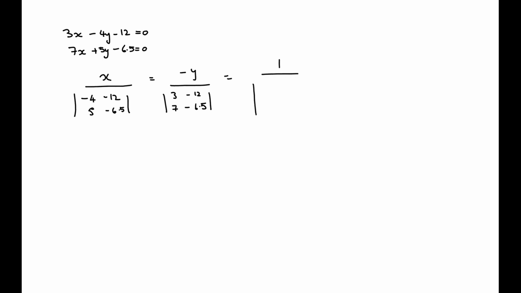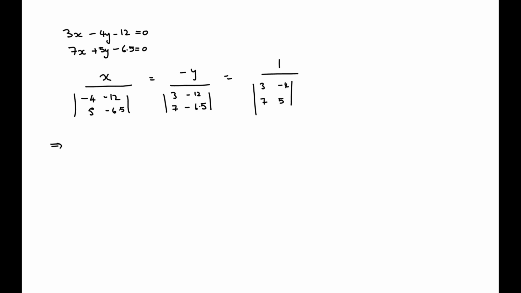So using Cramer's rule, we know that X over the determinant of -4, -12, 5, -6.5 equals -y over the determinant of 3, -12, 7, -6.5. And both of those equal 1 over the determinant of 3, -4, 7, 5. So just some number crunching now.